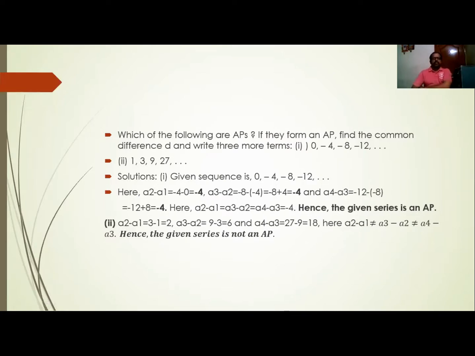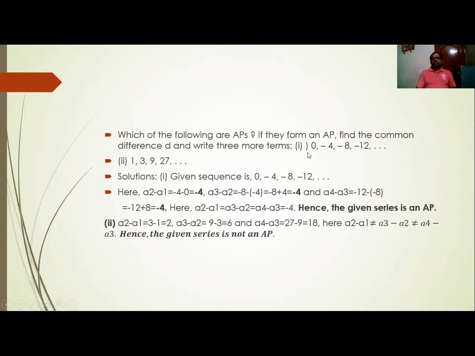The next example. Which of the following are APs? You are given some lists of numbers. You need to check which of the lists are APs, and if they form an AP, find the common difference D and write 3 more terms. So let's start with the first one.